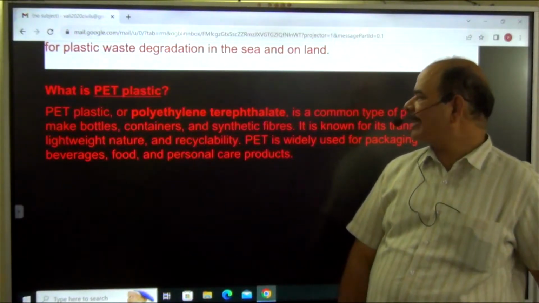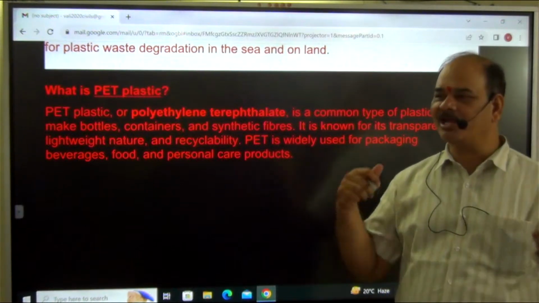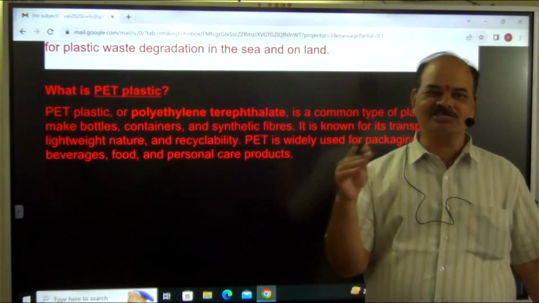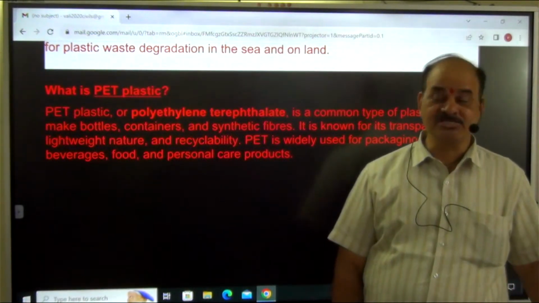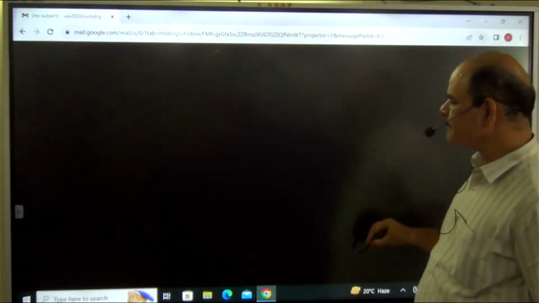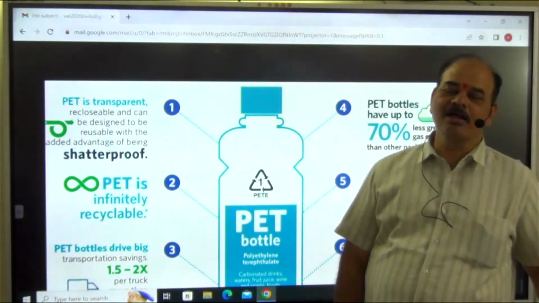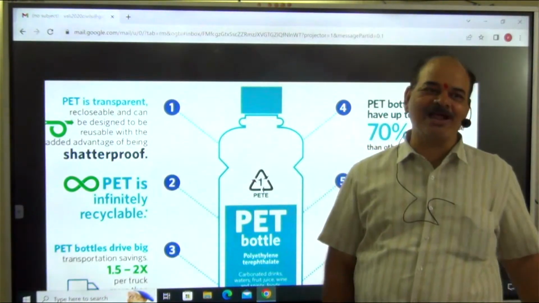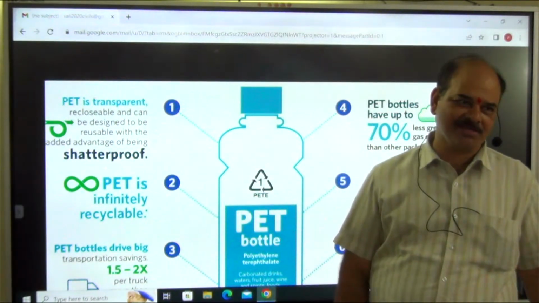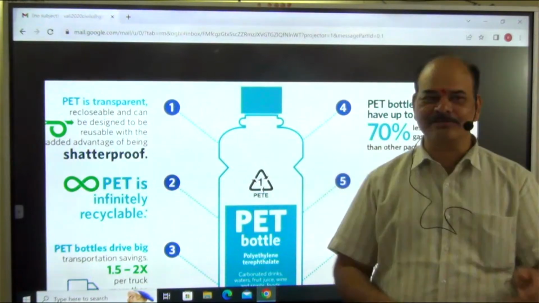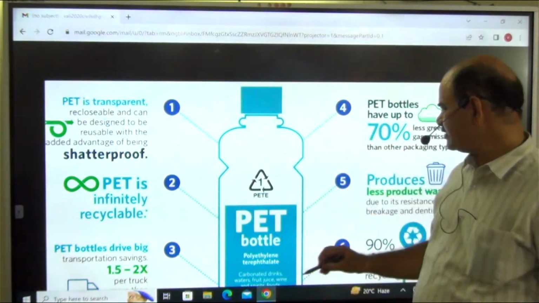Polyethylene terephthalate is a common type of plastic used to make bottles, your soft drinks, jerseys, everything in PET bottles. Even your sauces, jams, etc. Because it is recyclable and can be stacked very easily, unlike glass bottles, because glass bottles will break. Even if you throw this bottle, nothing will happen.